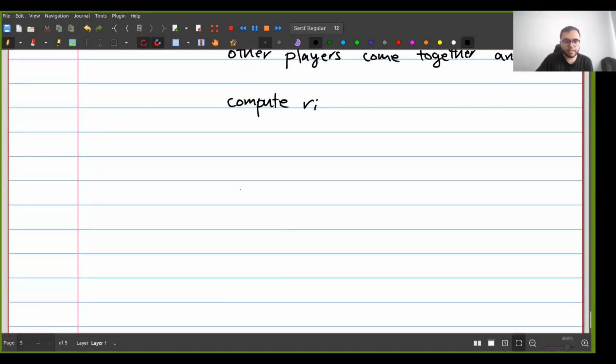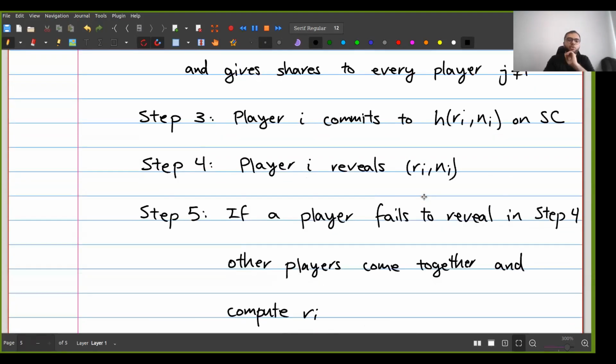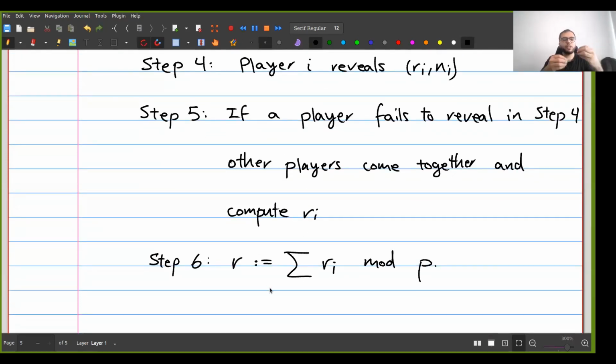And finally, the last step, step 6, is that our random value R, which is the output of the entire system, is just going to be the sum of all the Ri's, and of course, it's modulo P. So basically, what we're doing here is that we're saying you don't have the choice to not reveal. If you don't reveal, then the other players will get together, they will put their shares together, and they will figure out what your value of Ri was. So even if you decide not to reveal, your Ri will be revealed, and it will be added to this sum. So there is no way for you as a malicious player to actually change the final value of R. So we have tamper-proof random number generation.